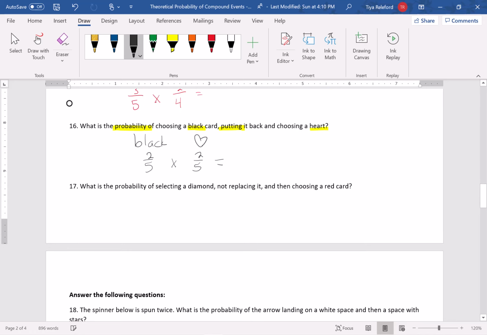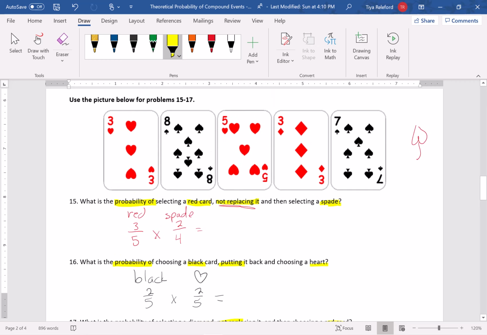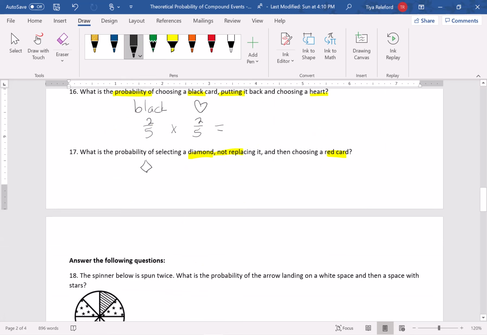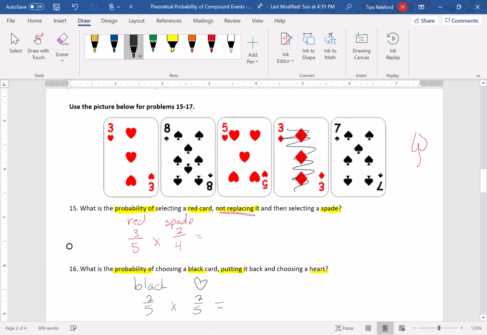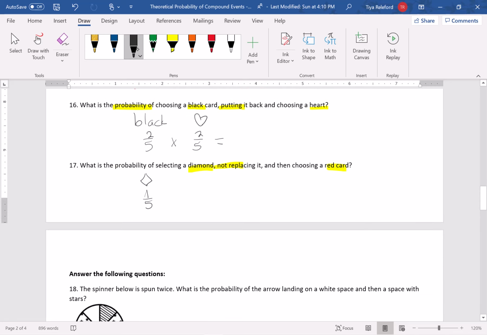What is the probability of selecting a diamond, not replacing it, and then choosing red? So I'm going to take a diamond out. That's 1 out of 5. And I am not replacing it. Now, how many reds are there? 2 out of 4. You got it.